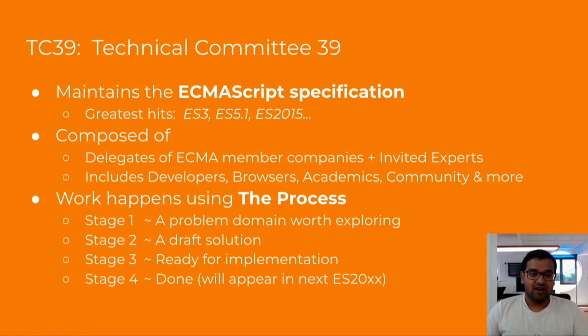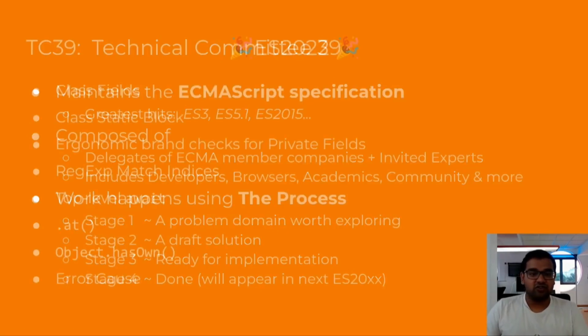And everything we do happens in four stages. So it starts with stage one, where everything is basically just an idea, a problem statement that we're trying to solve, to stage two, where we start drafting up a solution, or in many cases multiple solutions, to stage three, where we start figuring out the specifics and start implementing things in browsers, to stage four, where we are satisfied and we greenlight things to be added to the next edition of the programming language.